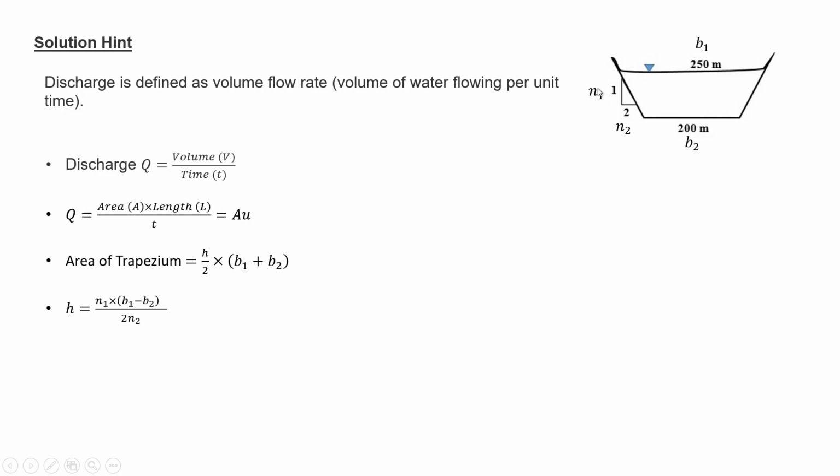Let the side slope in general be n1 vertical to n2 horizontal. Then the height is given by n1 into b1 minus b2 by twice n2. Now this we can very easily derive using some simple trigonometric calculations. So once you have the height, and you already know the values of b1 and b2, which are 250 meter and 200 meter, you put the values of height, b1 and b2 in this equation, and you will get the value of area, that is A. The value of u is 2 meter per second, which is already given in the question. You can very easily calculate the discharge in meter cube per second.